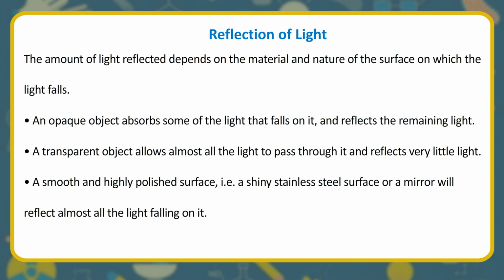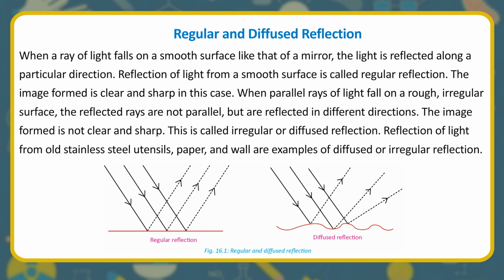Regular and diffused reflection. When a ray of light falls on a smooth surface like that of a mirror, the light is reflected along a particular direction. Reflection of light from a smooth surface is called regular reflection. The image formed is clear and sharp in this case.